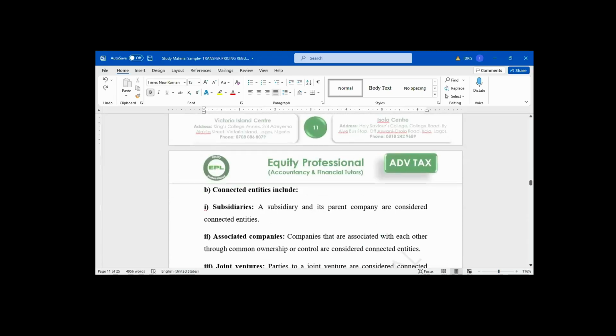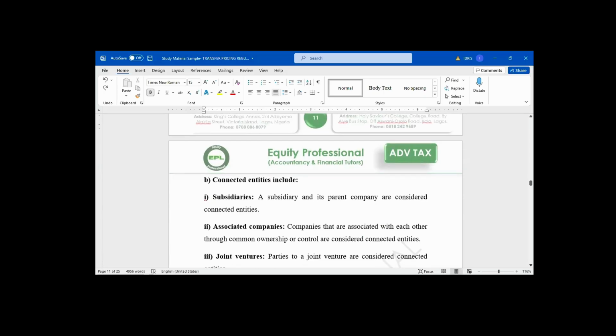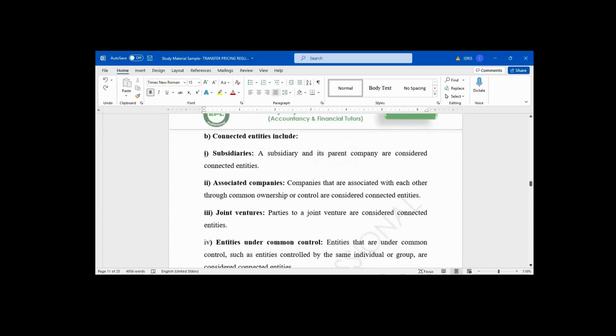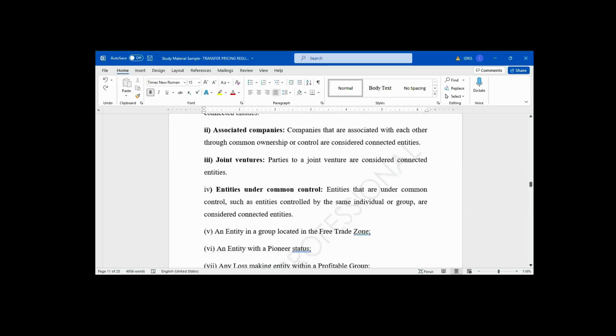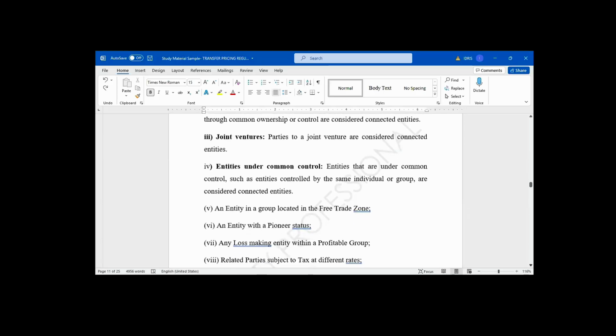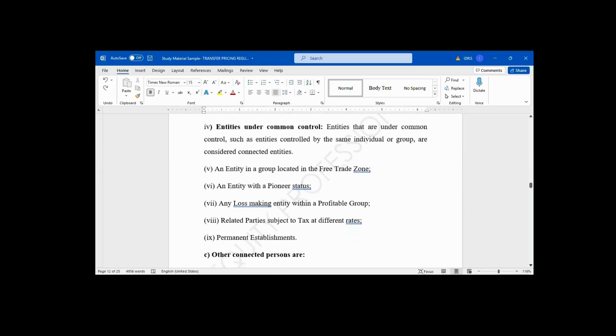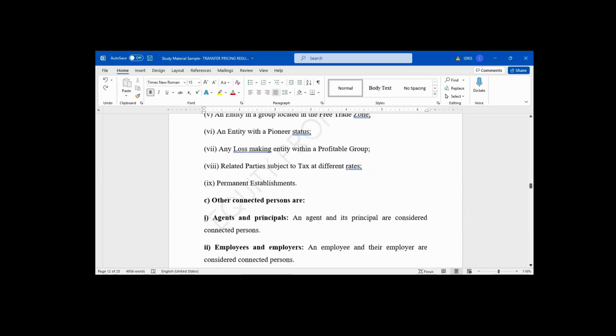When we talk about connected persons too, we can look at it in terms of company. A subsidiary is connected to its parent. An associate company is connected to its fellow associates. A joint venture company, they are connected together. A company located in the free trade zone is connected with another company within that group. A pioneer company is connected with another pioneer company. So these are the connected persons.